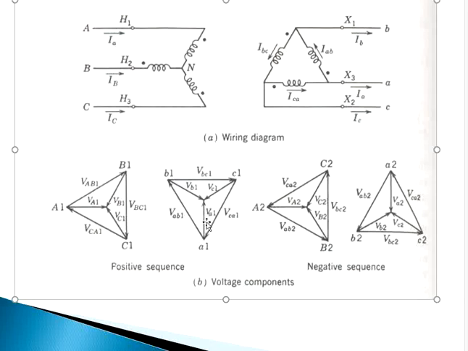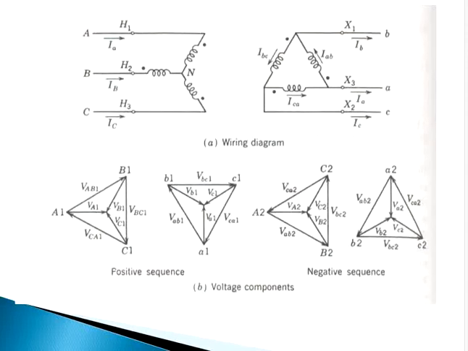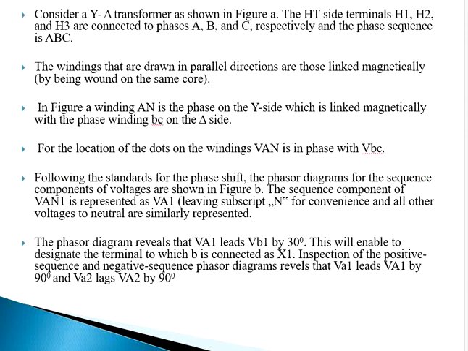Similarly for the negative sequence, the difference is that instead of ABC, it rotates ACB, and the phase shift remains 30 degrees. Here, following the standards, the same thing which I told, the phase shift. And here one more thing I need to explain. Now you are observing this figure clearly.